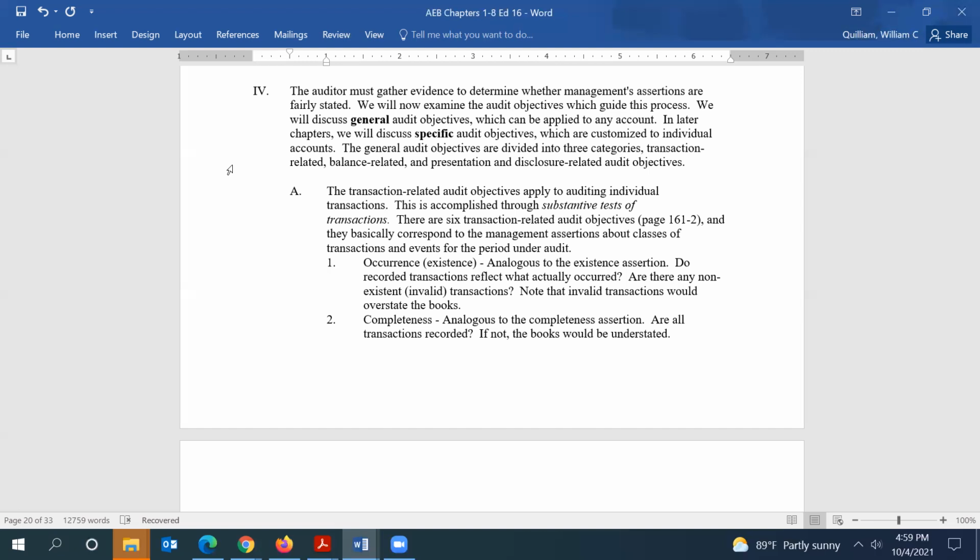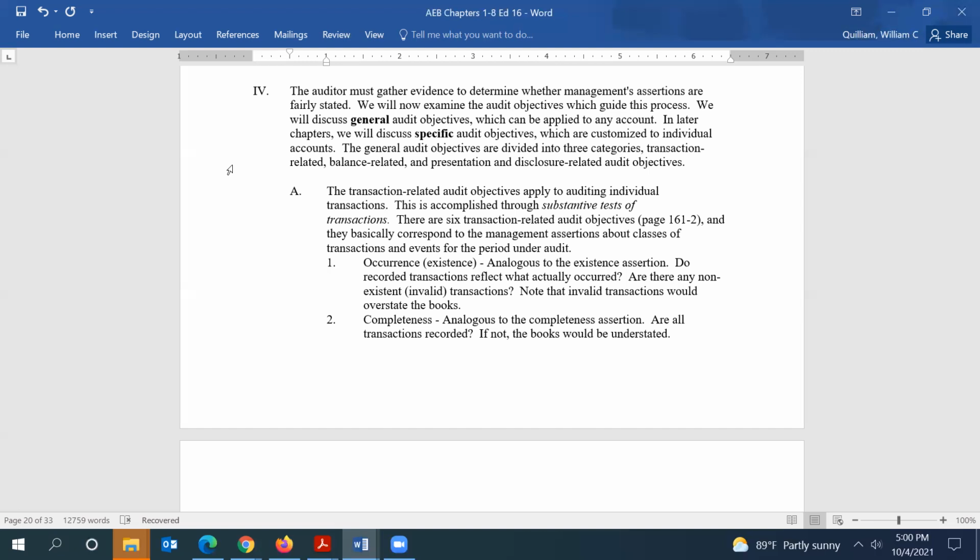And we'll discuss general audit objectives. They can be applied to any account. In later chapters, we'll discuss specific audit objectives, which are customized to individual accounts. The general audit objectives are divided into 3 categories: transaction related, balance related, and presentation and disclosure related audit objectives. Just like the management assertions, in fact, a lot of these audit objectives will sound just like the management assertions. The difference is that these guide the auditor's work. So here's how we check up on what management says. Do they tell us the truth or not?